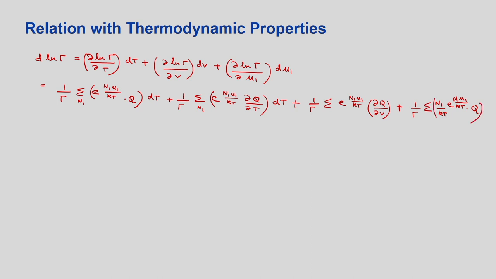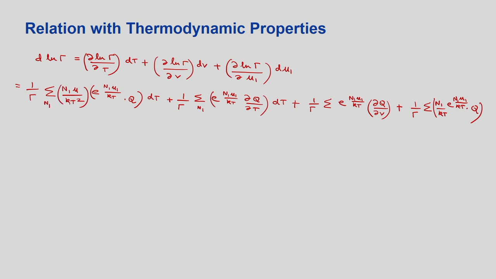Now if you pay attention here, the first term is incorrectly written, so it shall be 1 upon tau. Then you have a term of e to the power of, this term is okay, so what you will be having is a term n1 mu 1 by kT square, and this term will be there. Then the summation will be outside, so this term we missed out.